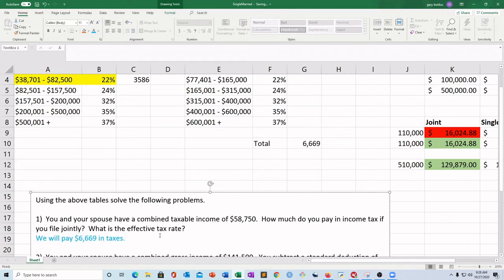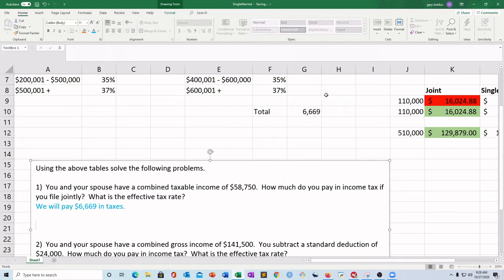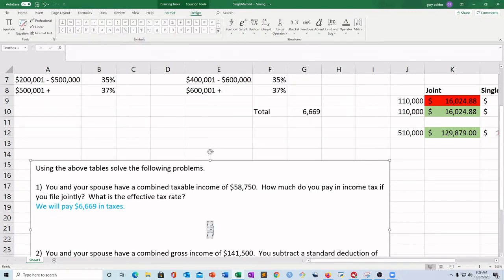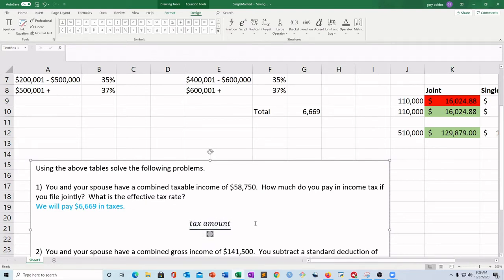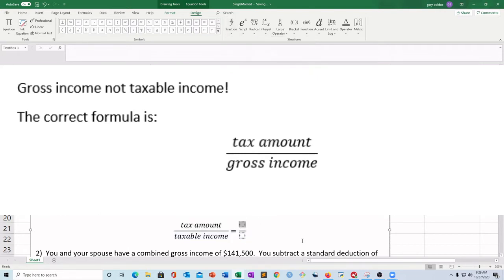Okay. What about the effective tax rate? Well, remember, the effective tax rate is how much you pay in taxes divided by the amount of money you started with, right? Your taxable income. So how do we do this? Well, let's put in a little equation here so we can write out what we're doing. So this is the tax amount divided by the taxable income.